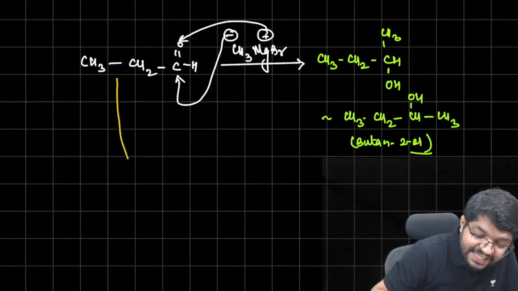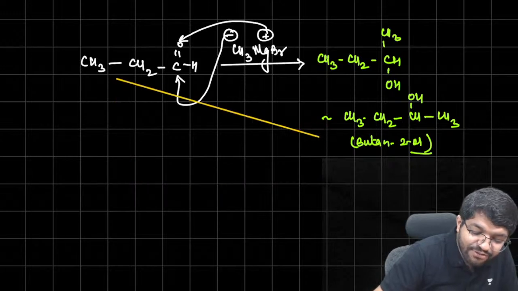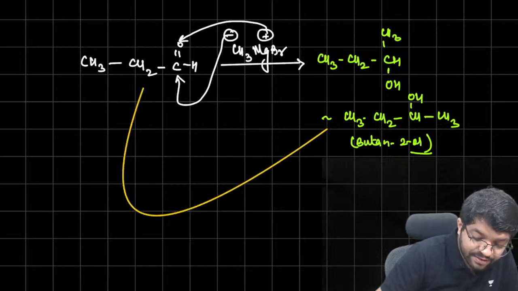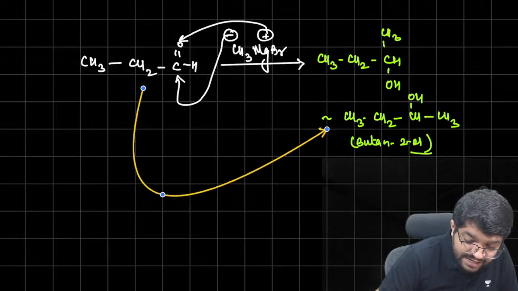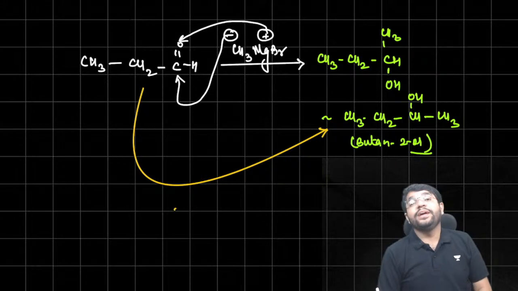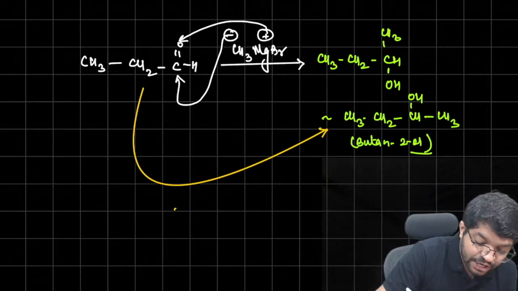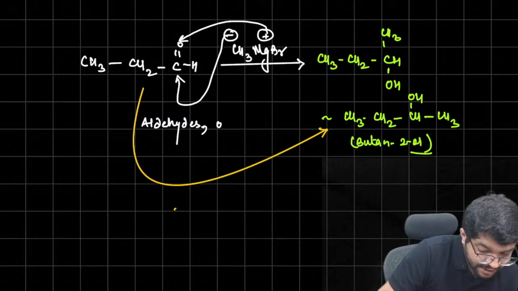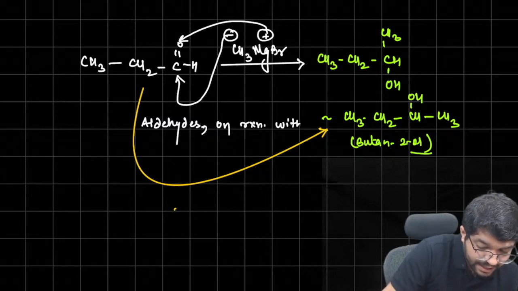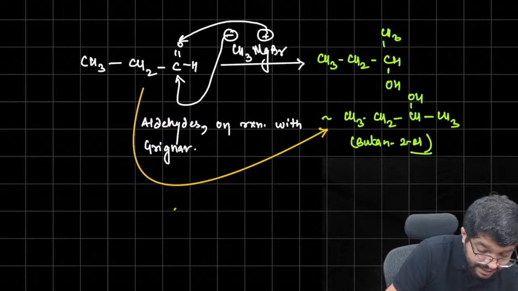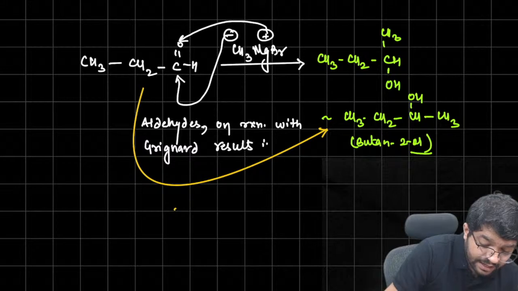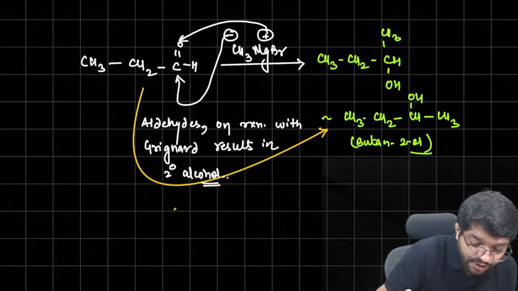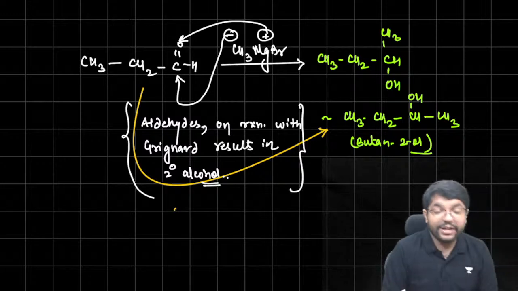Remember, my dear friends, that aldehydes result in the formation of 2-degree alcohol. Aldehydes on reaction with Grignard result in 2-degree alcohol. Ketone results in 3-degree alcohol, and aldehyde results in 2-degree alcohol.